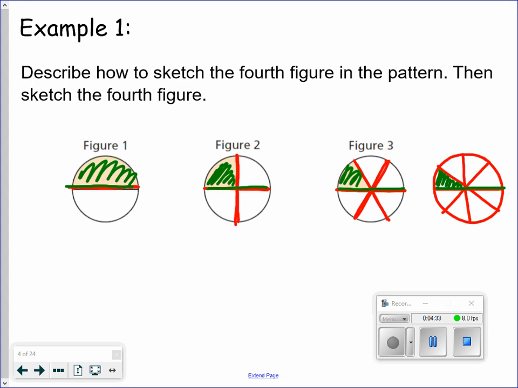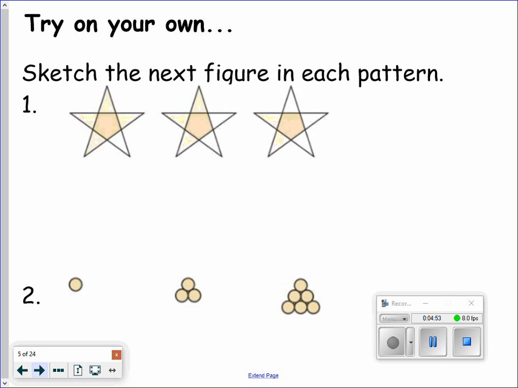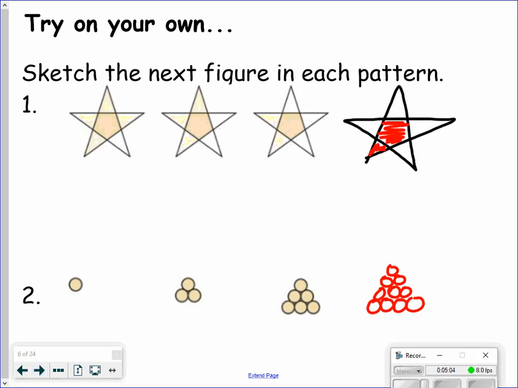It says describe how to sketch. You can go ahead in your own words, say that you are adding 1 more line and cutting it into equal parts, and the figure left and above the horizontal line is shaded in. Okay, go ahead and try this one on your own. Sketch the next figure in each pattern. And these are my figures, you can probably draw way better than I can.